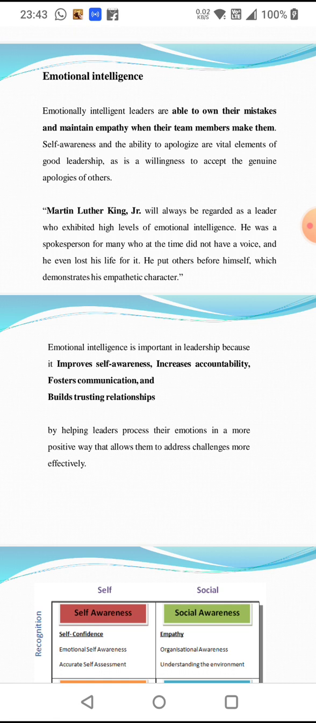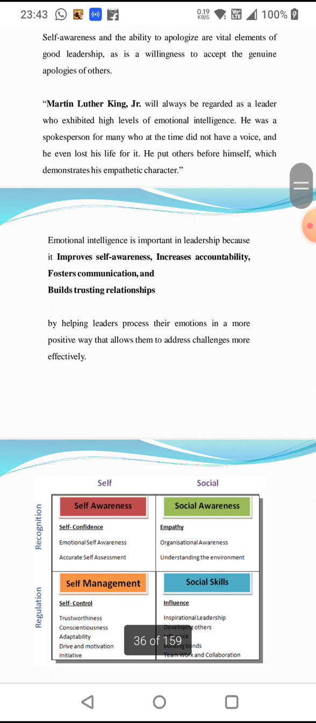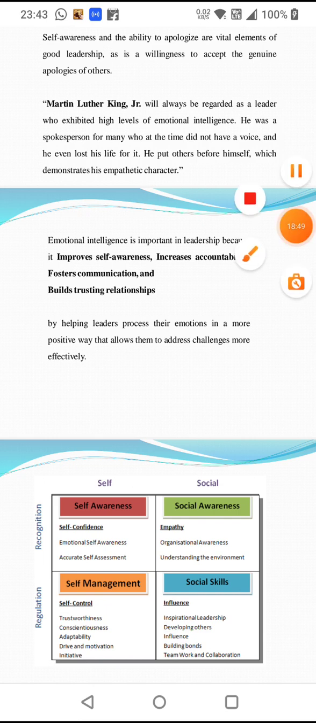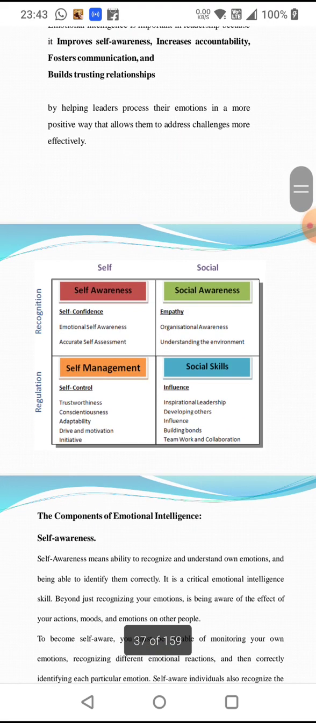will always be regarded as a leader who exhibited high levels of emotional intelligence. He was a spokesperson for many who at the time did not have a voice, and he even lost his life for it. He put others before himself, which demonstrates his empathetic character. Emotional intelligence is important in leadership because it improves self awareness, increases accountability, fosters communication, and builds trusting relationships. It helps leaders process their emotions in a more positive way, which allows them to address challenges easily.